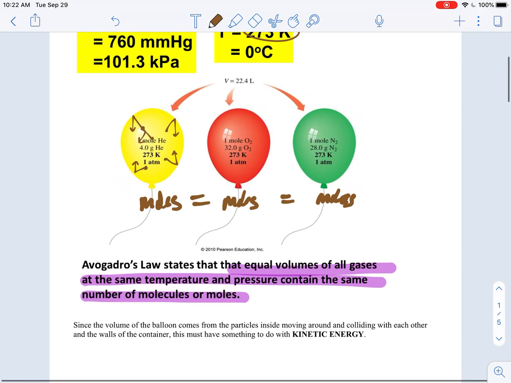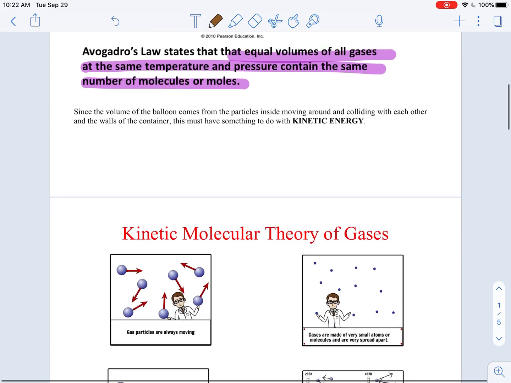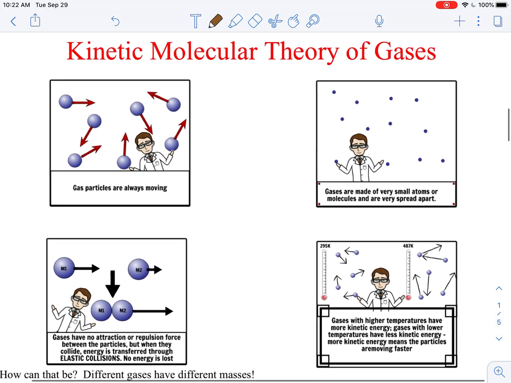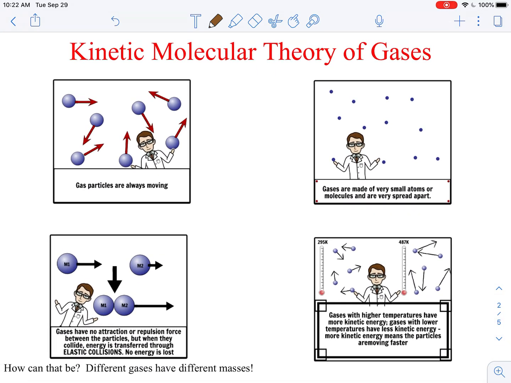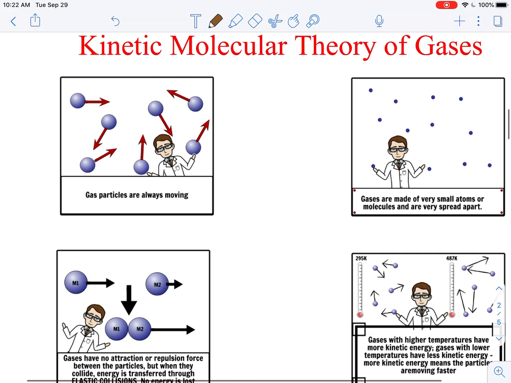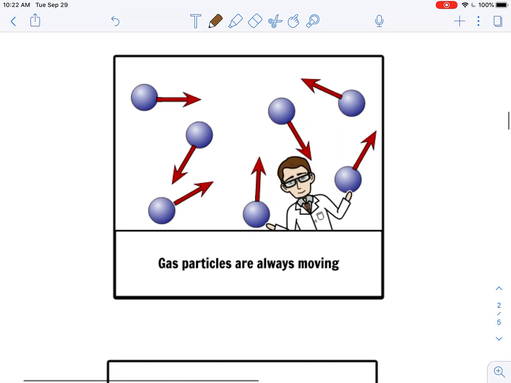Something's got to be going on with the kinetic energy of this. And ultimately what they came up with was called the Kinetic Molecular Theory of gases. There are 4 basic ideas of the Kinetic Molecular Theory of gases. The first one is not really very controversial. Gas particles are always moving in a random and rapid direction. So they move around, they collide with each other, bing, bang, boom, right?